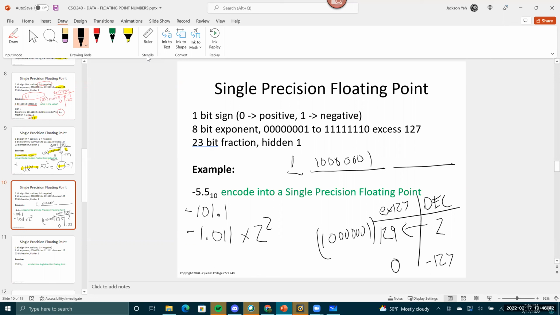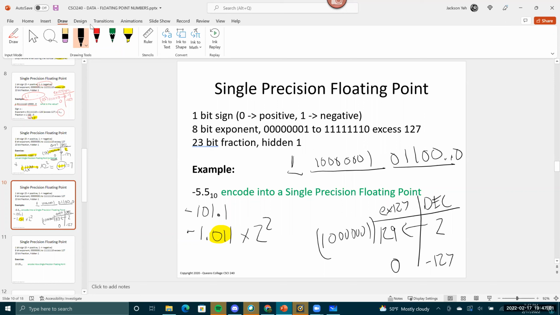Okay. Now all that's left is the fraction. When I want to encode the fraction, I just encode this, right? I don't do the 1 in front of it because it's a hidden 1. So I just need to encode what I highlighted in yellow. So this is 0, 1, 1, and I pad it with a whole bunch of zeros.